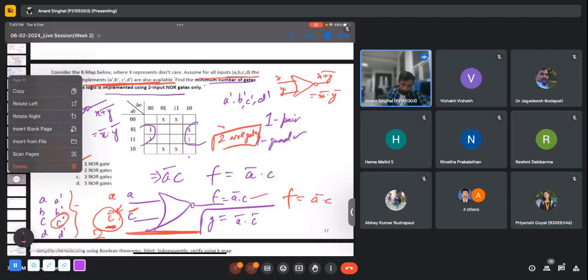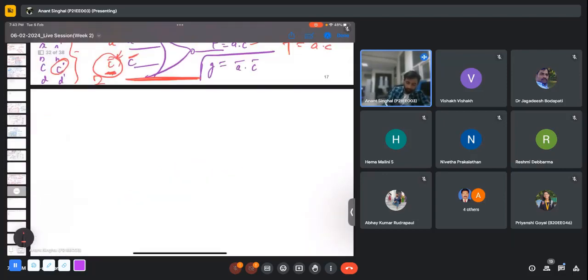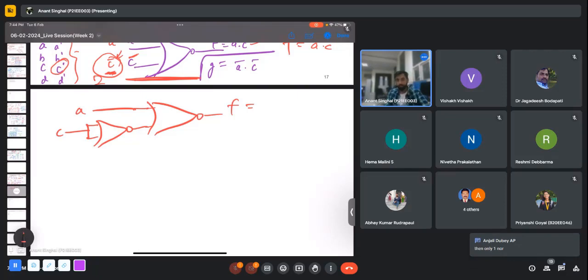Let me make a circuit. Let's say this is C, this is A, this is F. What will be F here? A bar C. That is the required expression, right? Why are you saying 3 NOT gates? Can you explain what is the confusion?